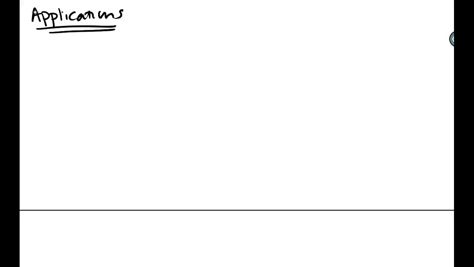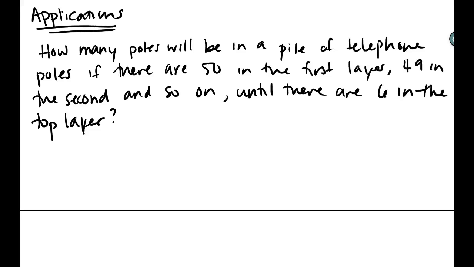All right, so I'm going to pause the video, write down the questions so that you guys don't have to sit here watching me writing a lot of stuff. Our application question is this. How many poles will there be in a pile of telephone poles if there are 50 in the first layer, 49 in the second, and so on until there are 6 in the top layer?